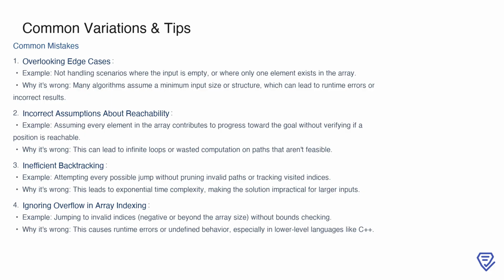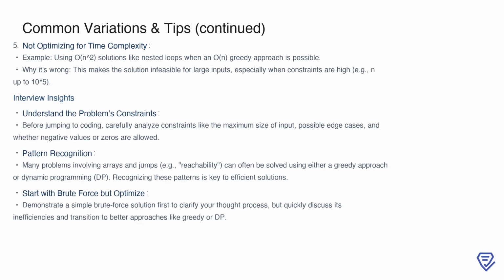Finally, ignoring overflow in array indexing is a critical issue. Jumping to invalid indices, such as negative numbers or indices beyond the array size, without bounds checking can cause runtime errors or undefined behavior, especially in languages like C++ where memory safety isn't guaranteed by default. Another common problem is failing to optimize for time complexity. For example, using O(n²) solutions like nested loops instead of a more efficient O(n) greedy approach can make your solution infeasible for large inputs, especially when constraints allow n to go up to 10^5.